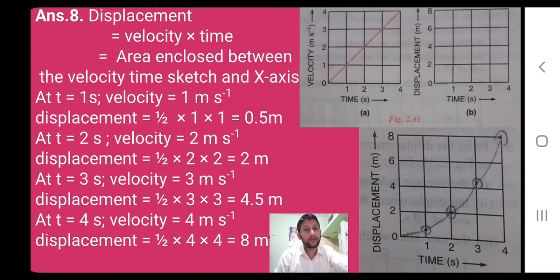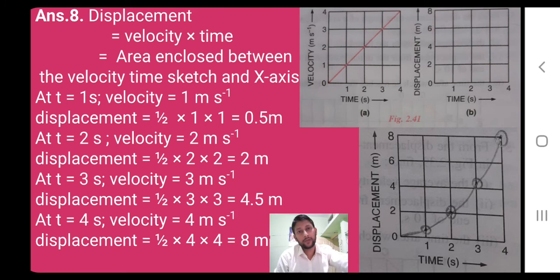Based on that, at t equal to 1, t equal to 2, t equal to 3 and t equal to 4, whatever displacement we have got, accordingly you will plot the points. So you will find that it is an accelerated motion.